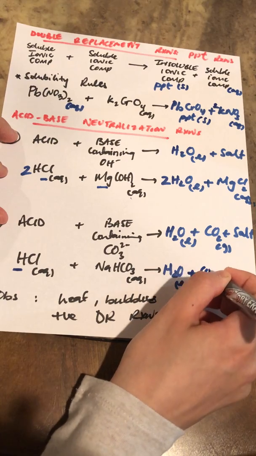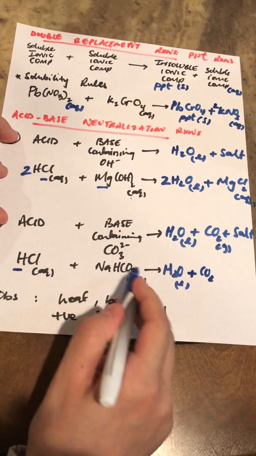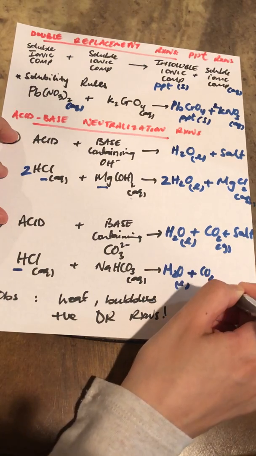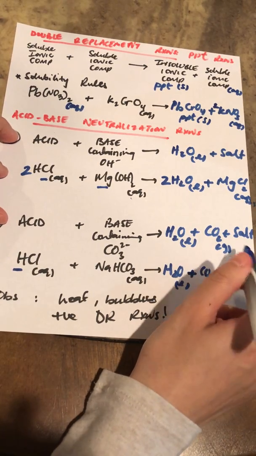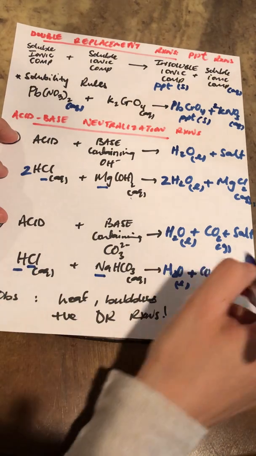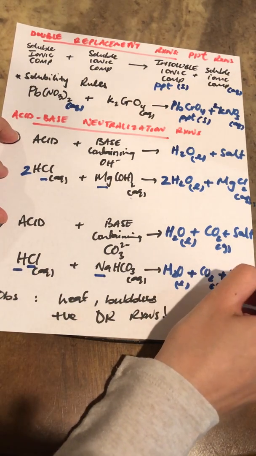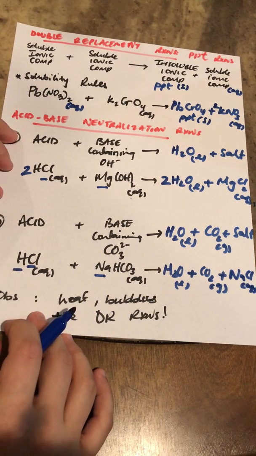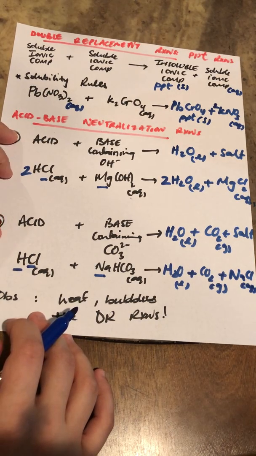Then we produce the carbon dioxide from the carbonate, the carbon with the 2 oxygens over here. And then lastly, what we're going to get as our salt is the sodium chloride. And this is why we produce sodium chloride as our last product over here.